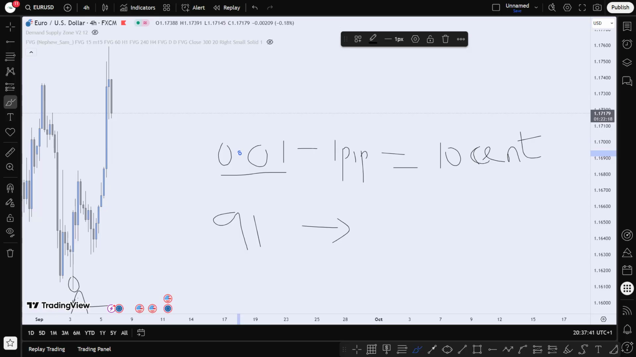Is anybody trying? $9.10. Oh my days. Esther is on fire. Exactly. $9.10. Now, can you see that the lot size that we use is what determines how much we make? Because we have used 0.01 lot size, this 91 pips has translated into $9.10.